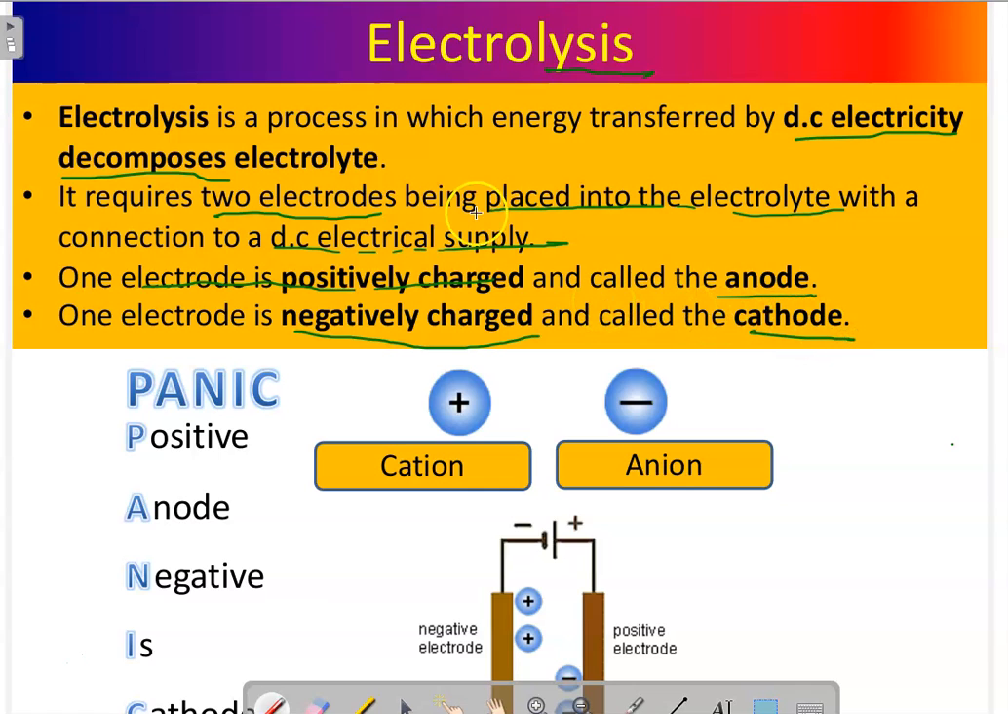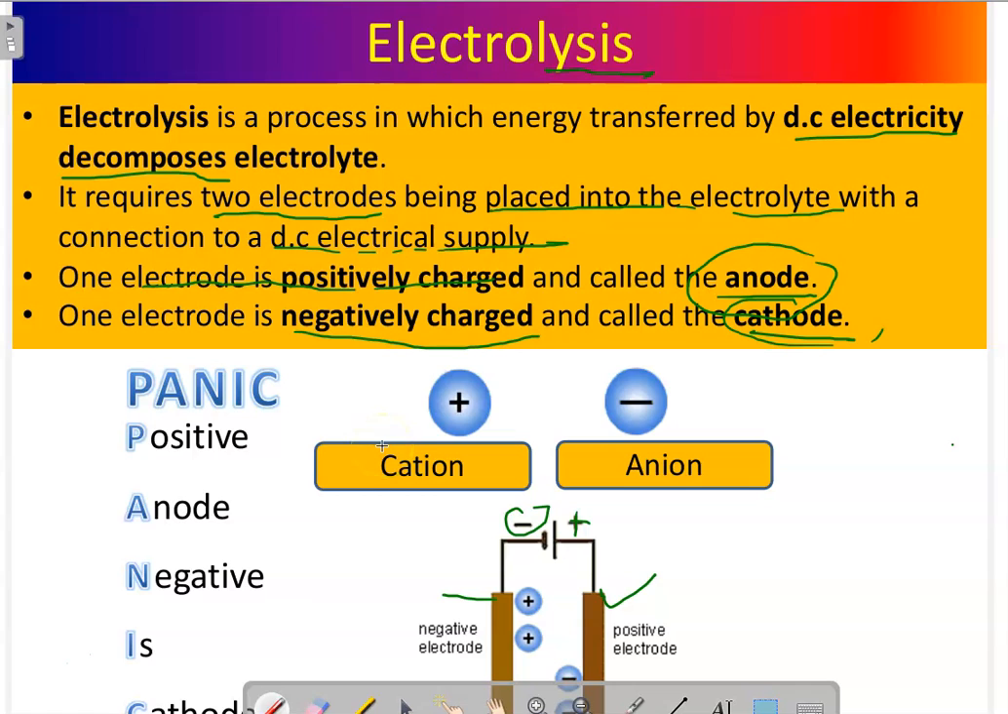So in electrolysis, we place two electrodes into the electrolyte, connected to DC. One of the electrodes is connected to the negative terminal of the DC, that is the negative electrode, and the other is connected to the positive terminal of the DC, and that's the positive electrode. The positive electrode is called the anode and the negative electrode is called the cathode. So over here you have the positive electrode, this is the anode, and this is the negative electrode. Okay, you can see from here.